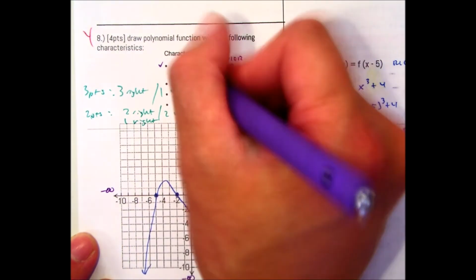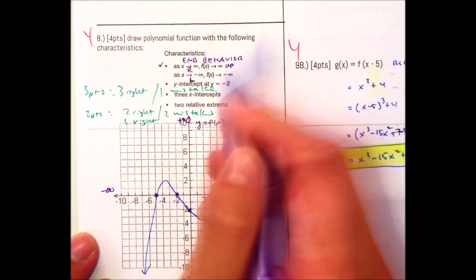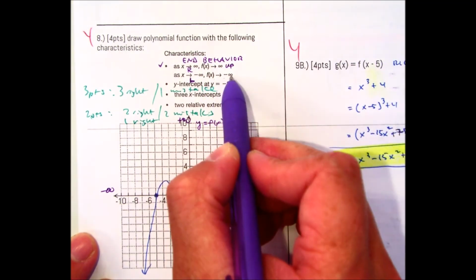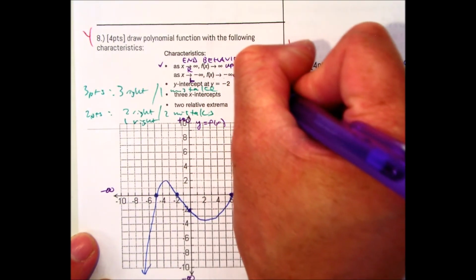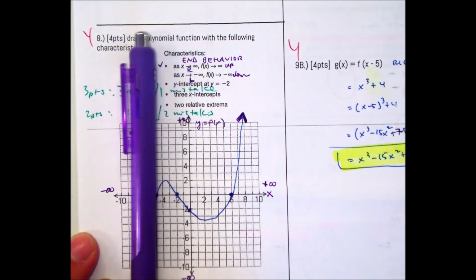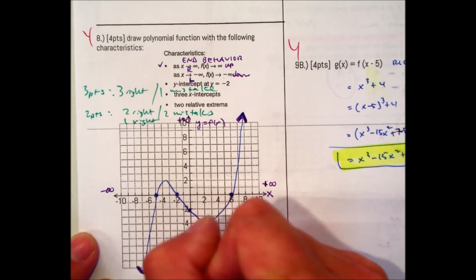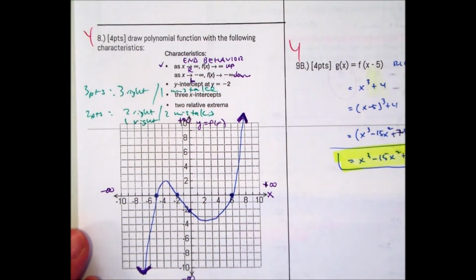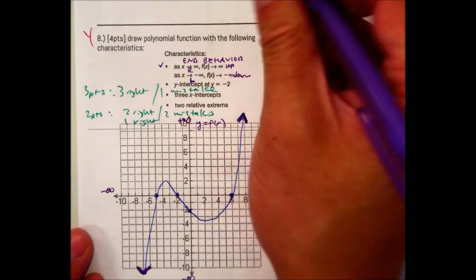As x approaches negative infinity, that's left. The f of x values must be negative. This means down. So as I'm going from right to left, the very end there, it should be a negative. That's the first characteristic.